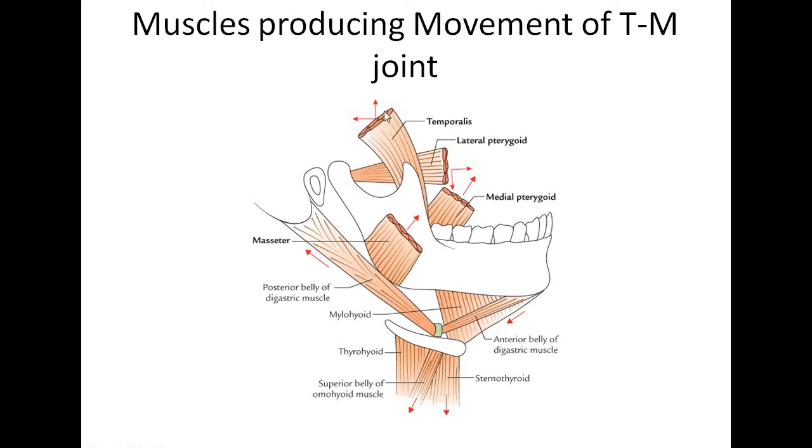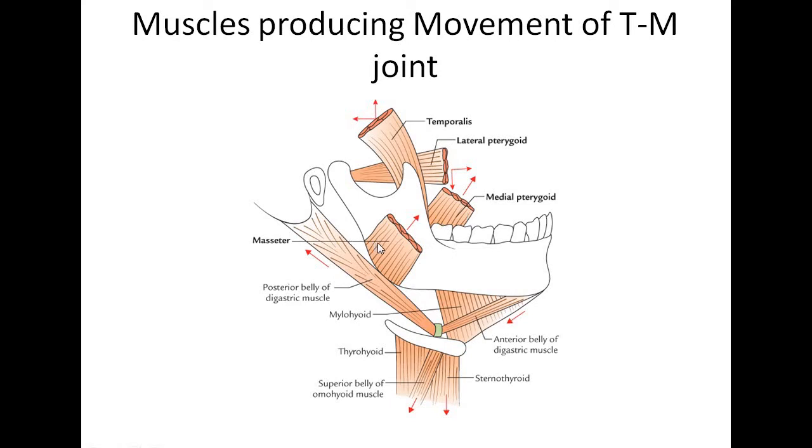So the temporalis muscle elevates and retracts the lower jaw, which is called the mandible. The lateral pterygoid muscle protrudes and depresses. This is the only depressor muscle. This is the lateral pterygoid muscle. The medial pterygoid elevates and performs the protrusion and the side to side movement, whereas the masseter is the elevator of the mandible.